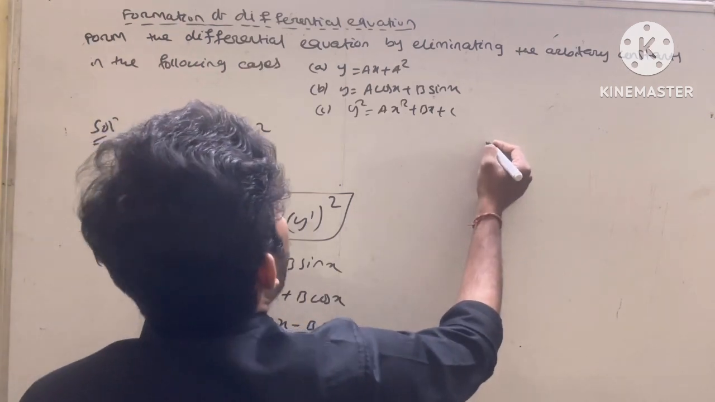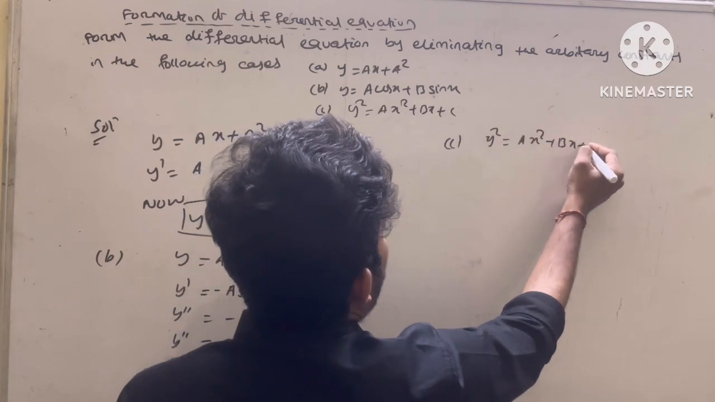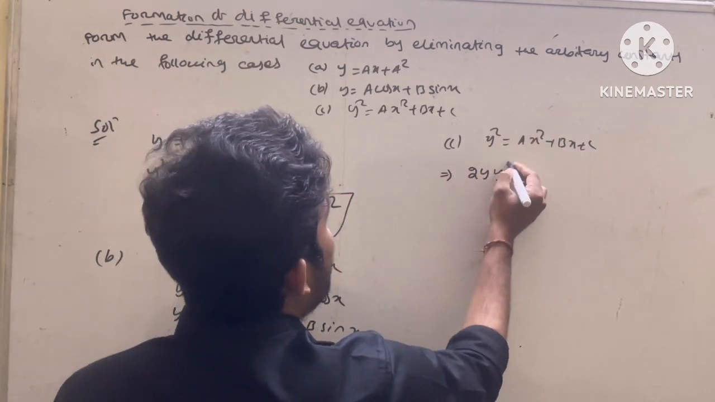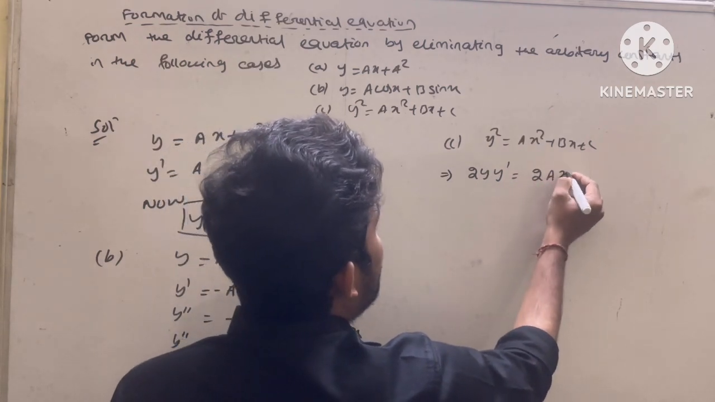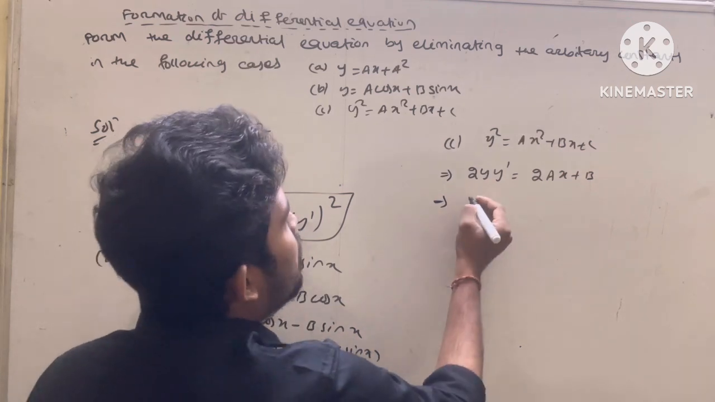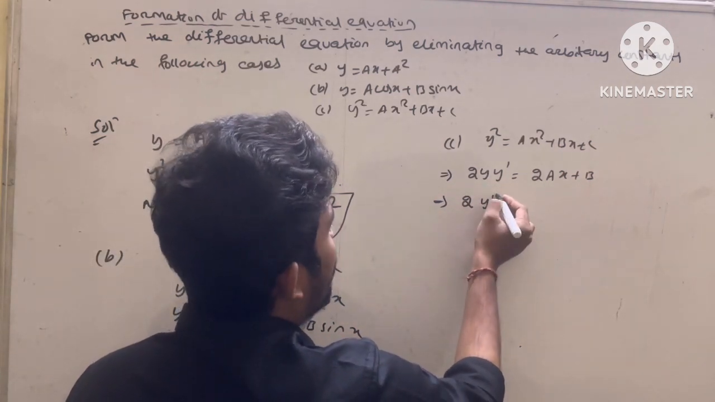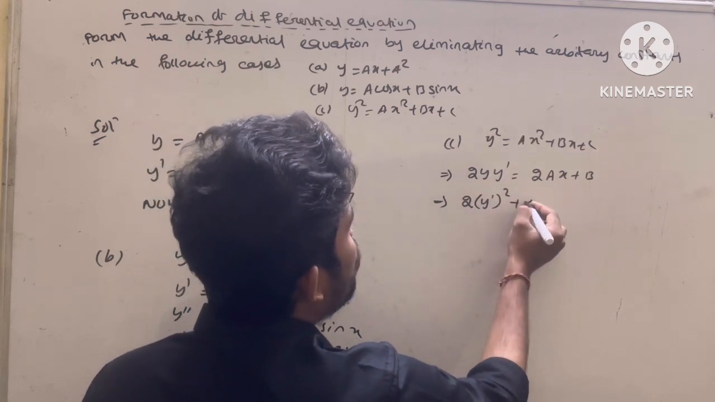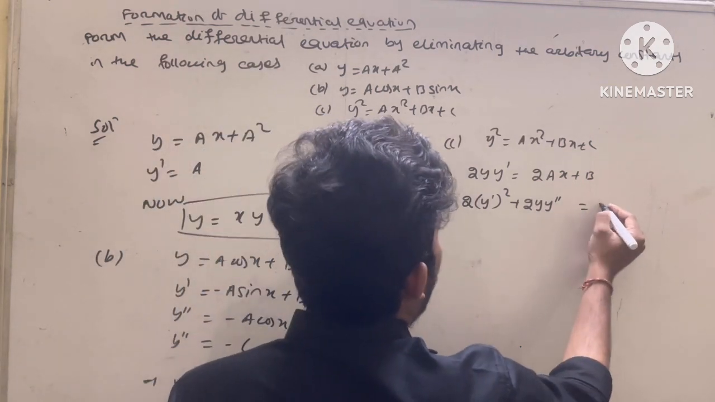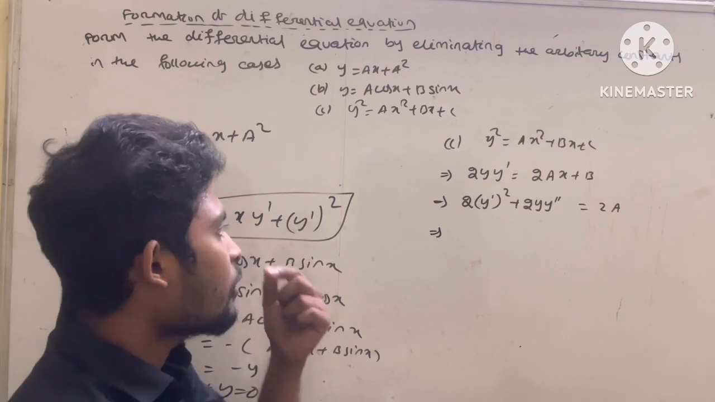Now the third question is y square equal to ax square plus bx plus c. Okay. So differentiating on both sides. So this is 2y y dash. This is 2ax plus b. Okay. Now differentiate again. So what do you get? This is 2 y dash square, and this is 2y y double dash. Okay, you get 2a, right? Now again differentiating, look at here.